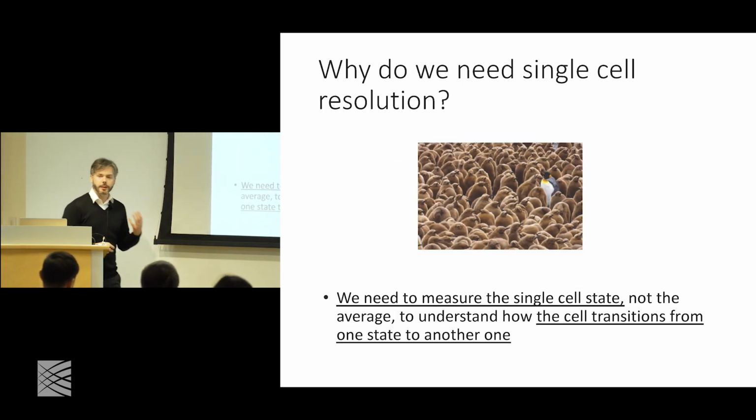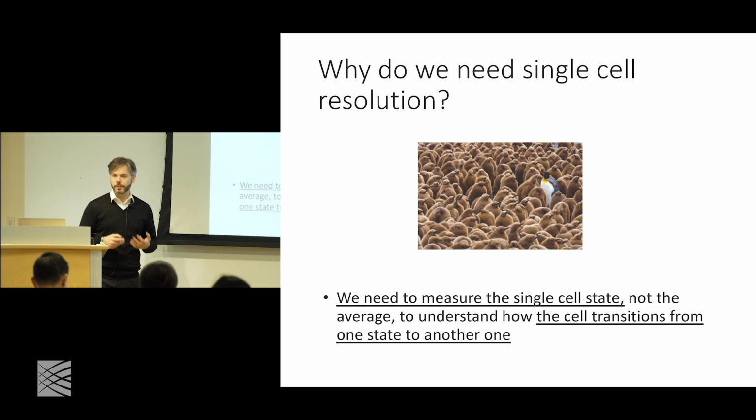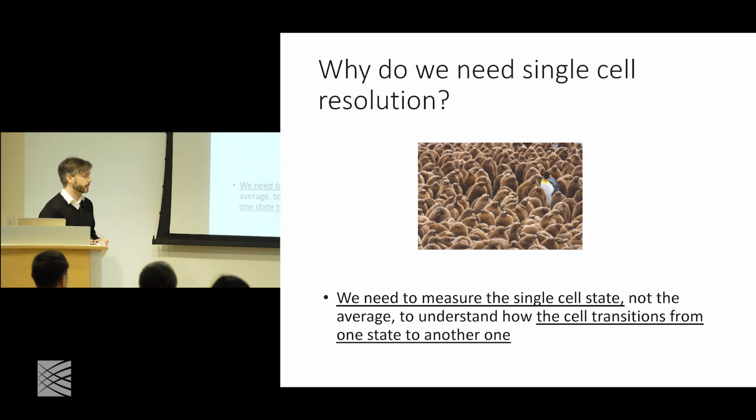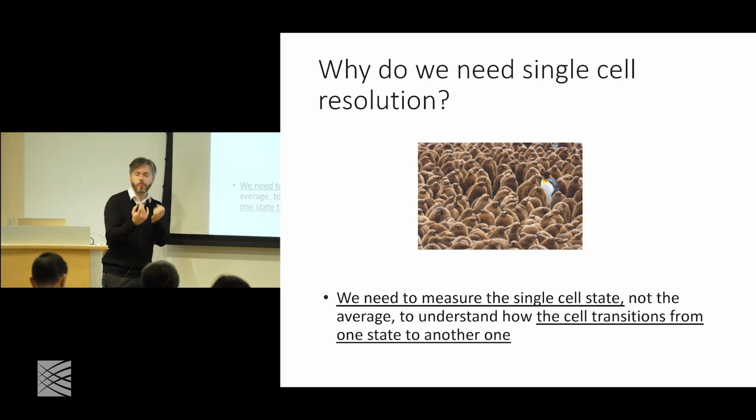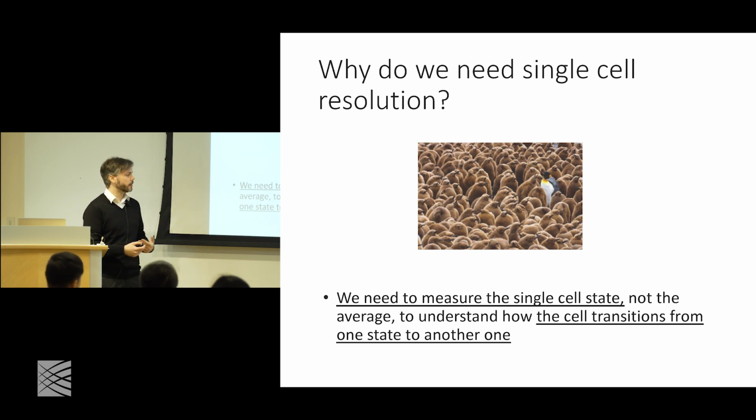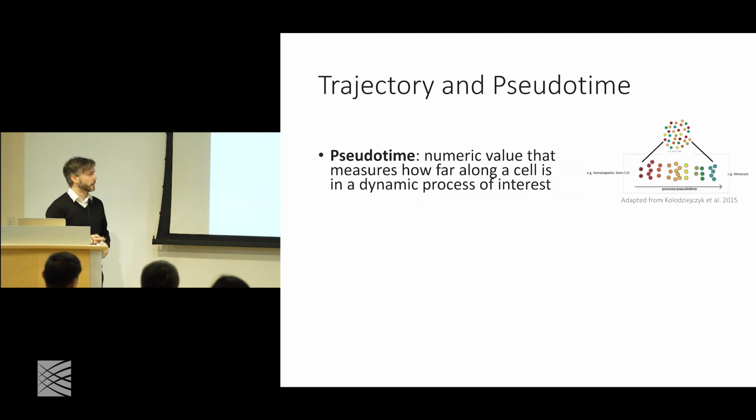Why do we need single cell resolution if we want to model these trajectories? The key idea is that you need to measure the single cell state, and the cell state is a property of a single cell, right? If you have a population, what is the state of this population? It's not really clear. So if we want to model those transitions, we need single cell resolution.